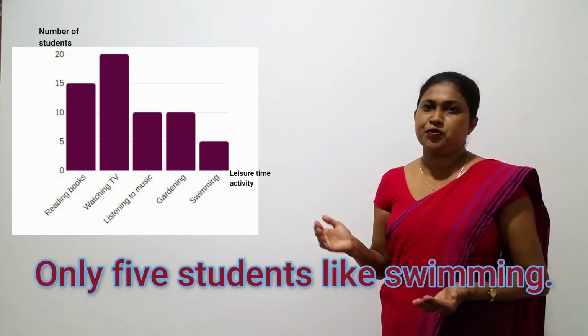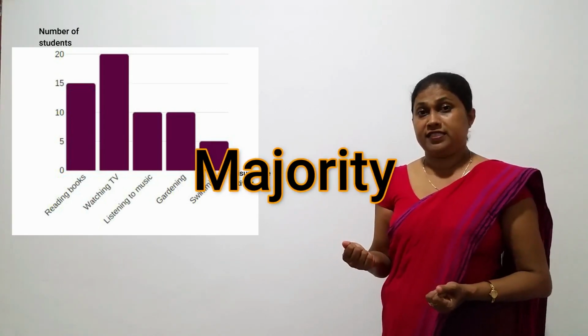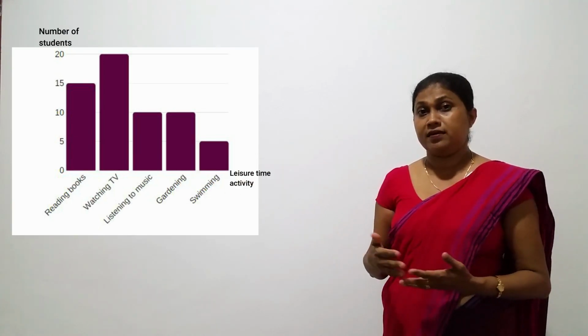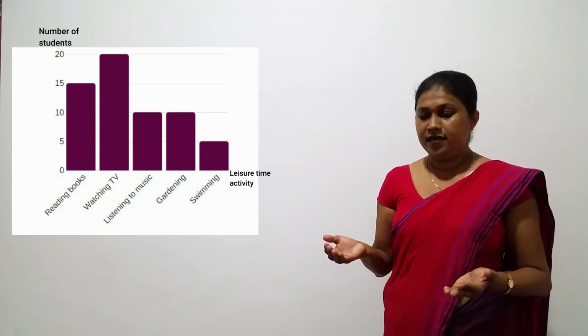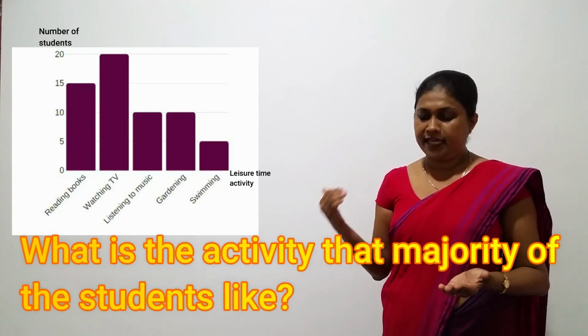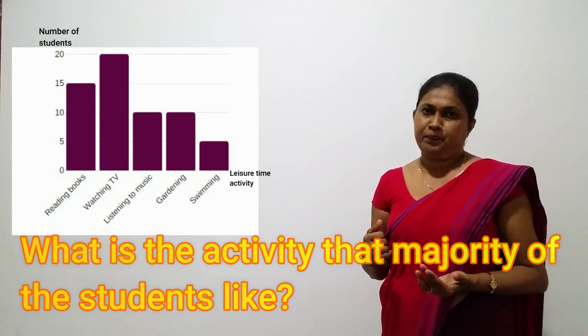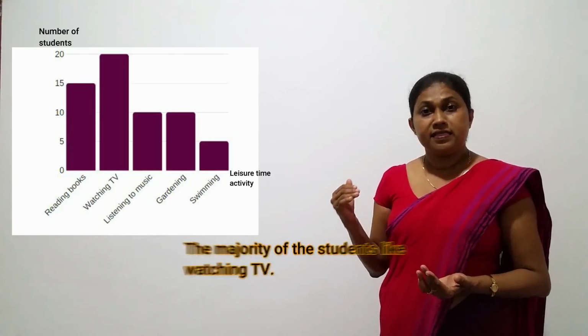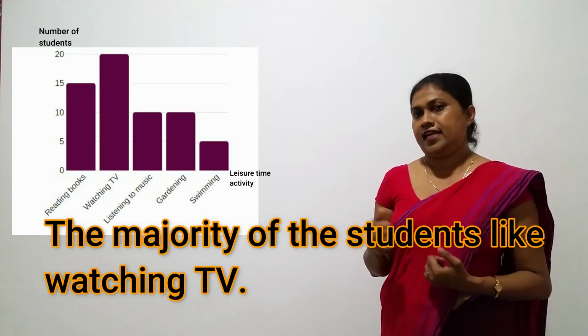Only 5 students like swimming. Then majority. Majority means the most of the students, the bahutaraya. Then what is the activity that majority of the students like? Then you can write the majority of the students like watching television.